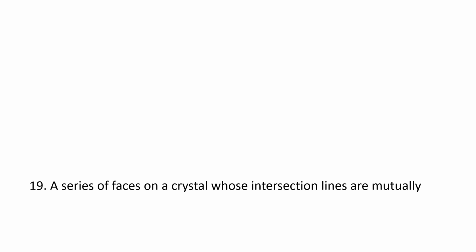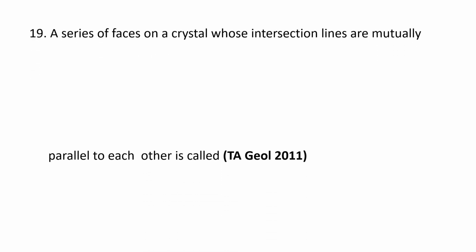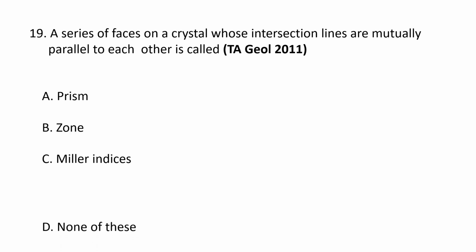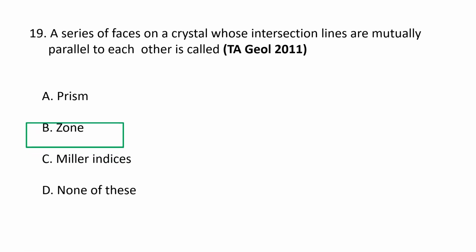Next question. A series of faces on a crystal whose intersection lines are mutually parallel to each other is called A. Prism, B. Zone, C. Miller indices, D. None of these. So the correct option is B.